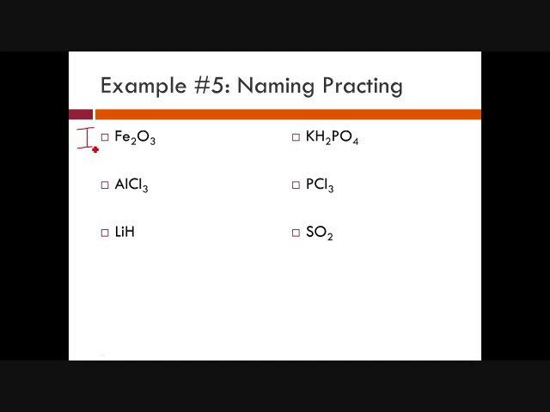When it's ionic, the first name is the name of the element from the periodic table. So what's Fe called? Iron. And then the second, if it's not a polyatomic ion, we change the ending to ide. So that would be oxide. Now, this is a trick question. Why?